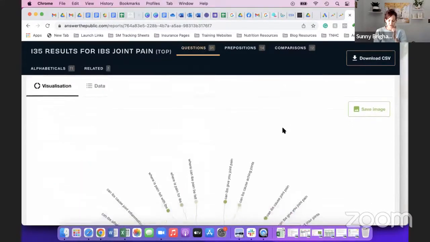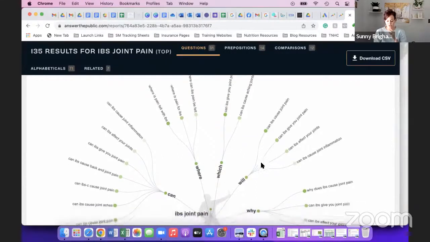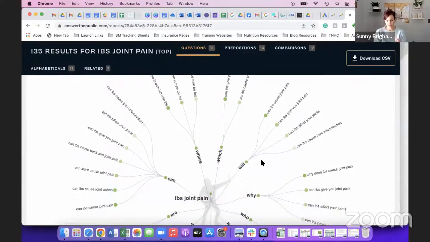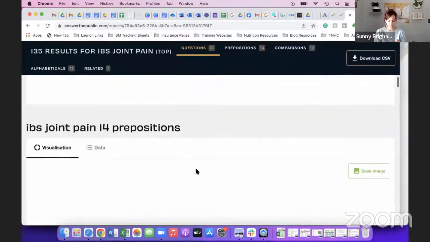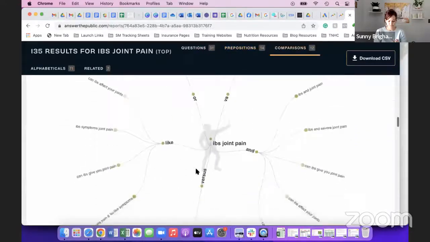The first one it comes up with is a visual wheel. These are questions that people could potentially ask. Can IBS give you joint pain? Can IBS cause aching joints? Can IBS cause joint pain? So it's different ways to answer the question. This doesn't necessarily mean that people are searching for these questions, so I typically skip past this wheel.